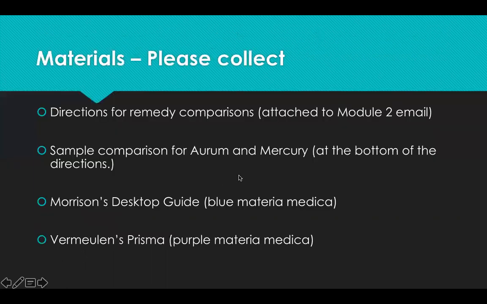Before we begin, I'd like to make sure that you have the materials that you may need to refer to during this session. Attached to your Module 2 email was a set of directions for remedy comparisons, and I'd like you to have that handy. Also, if you scroll down or if you've printed out that set of directions, at the bottom, there is a sample comparison for Aurum and Mercury, which is what we're going to be looking at today. And you need Morrison's desktop guide and Vermeulen's Prisma. So if you have those things, then we'll get started.